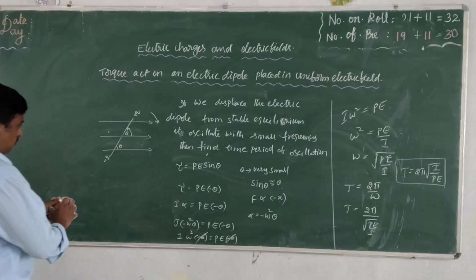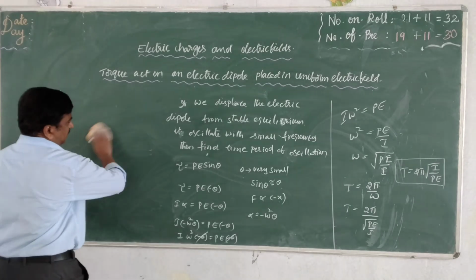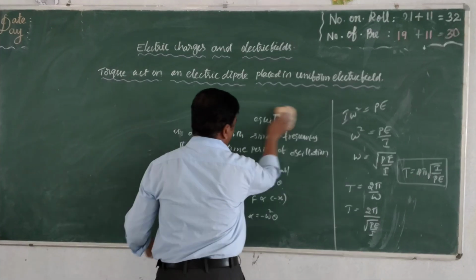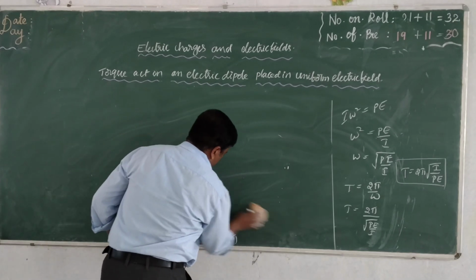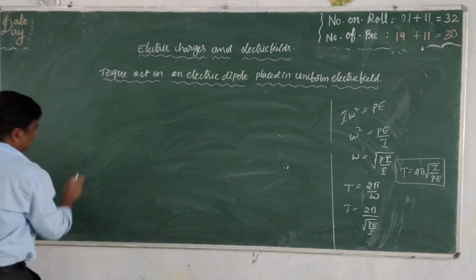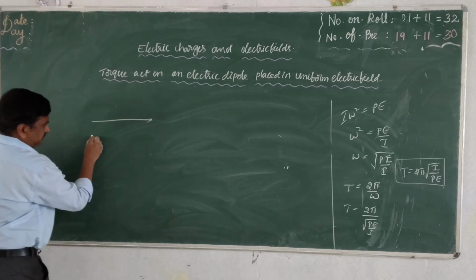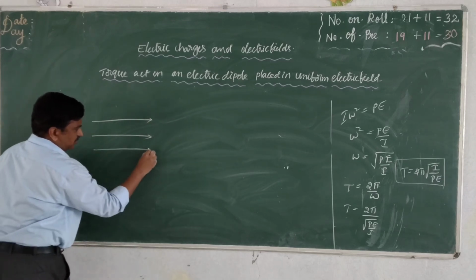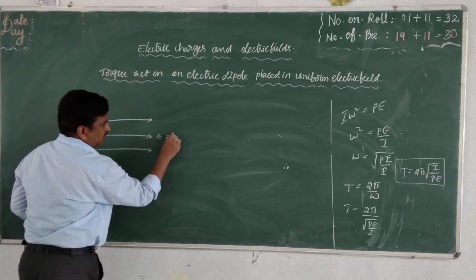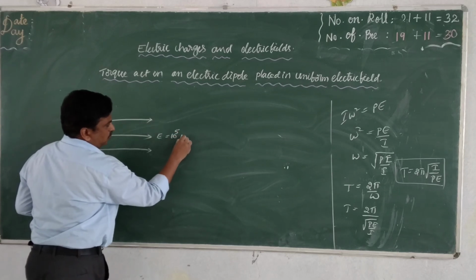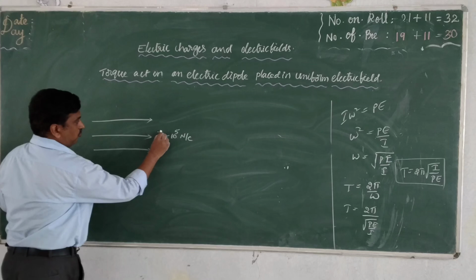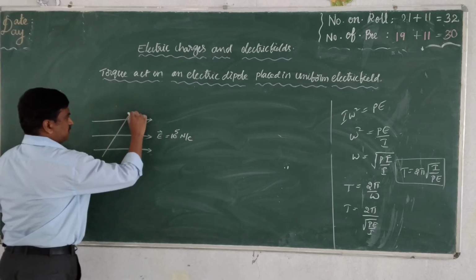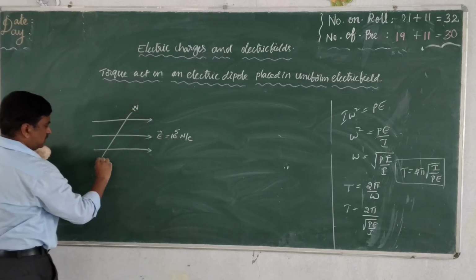See, one more problem. An electric dipole is placed in the uniform electric field. Here I write, this is the uniform electric field. This uniform electric field is 10 power 5 Newton per coulomb. Here the electric dipole is placed, so this is plus q, this is minus q.